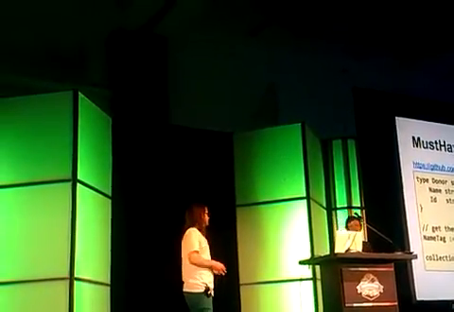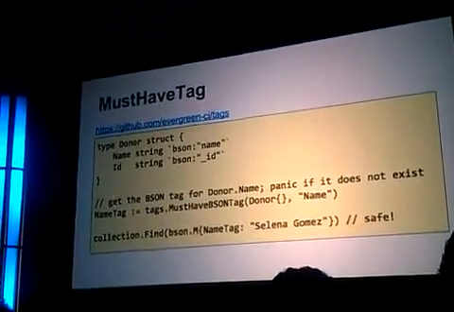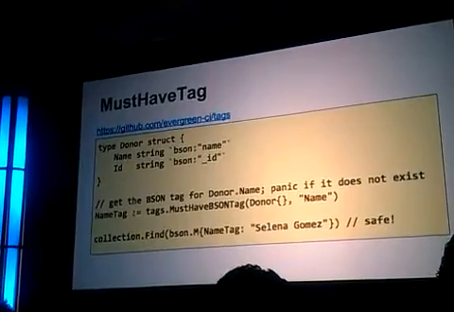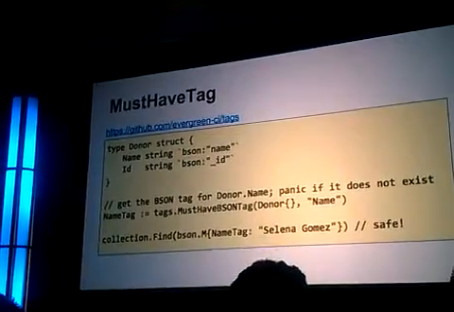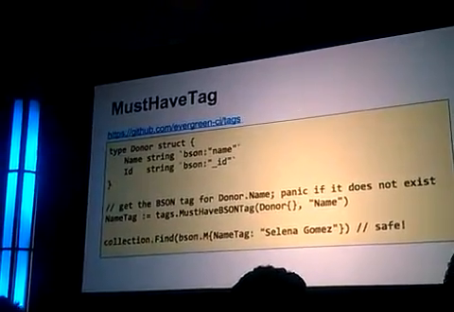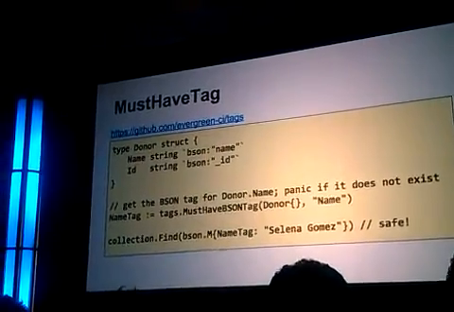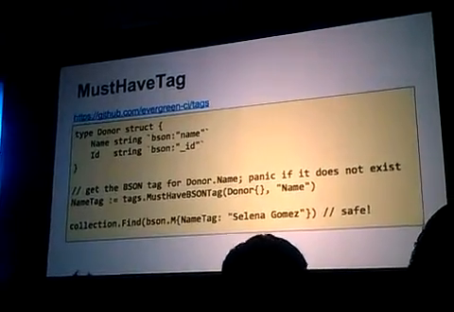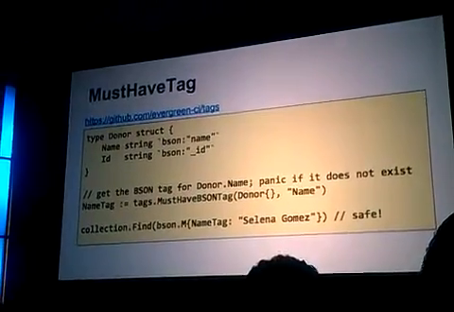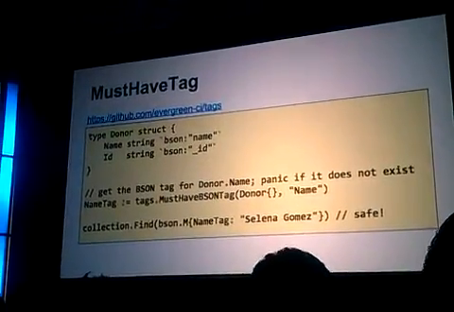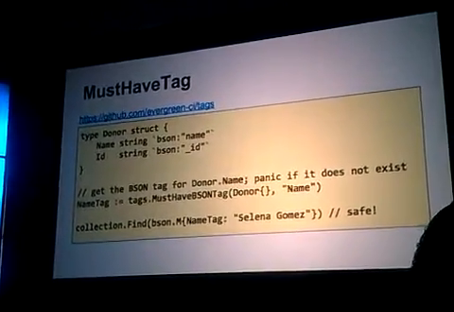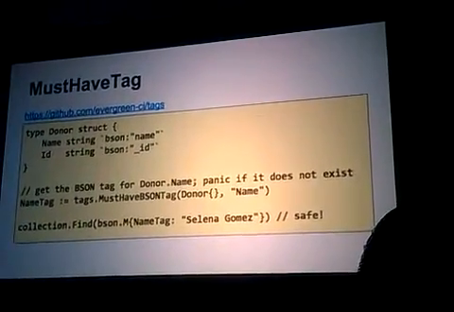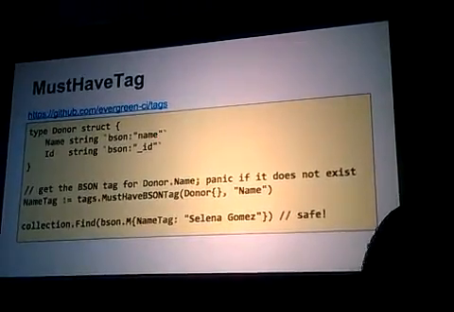So we ended up writing a library that would programmatically access the struct tag and create the string constant based on the value of the tag. This is the GitHub URL for it. And the idea is that you call this MustHave tag function, or MustHaveBSONTag, we called it because it's getting the BSON namespace tag, and it's getting the value of the tag for the name field in the donor struct. And this way, all that we have to do is actually update the actual value of the struct tag, and everything within the code will work correctly and use the appropriate string.